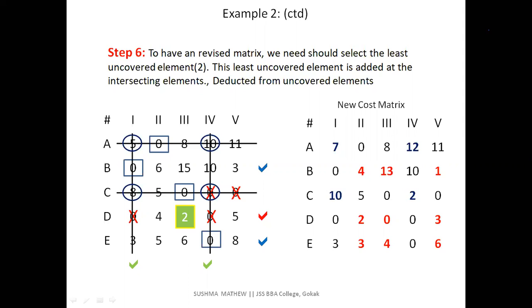And you can see the red elements 4, 13, 1, 2, 0, 3, 3, 4, 6. These elements are in red color because we have deducted the least uncovered element 2 from them. It was 6 here, 6 minus 2 is 4. It was 15 here, 15 minus 2 is 13. It was 3 here, 3 minus 2 is 1. Able to follow?